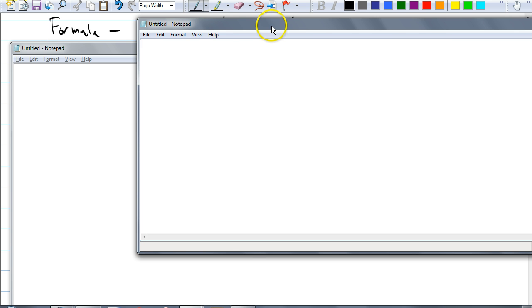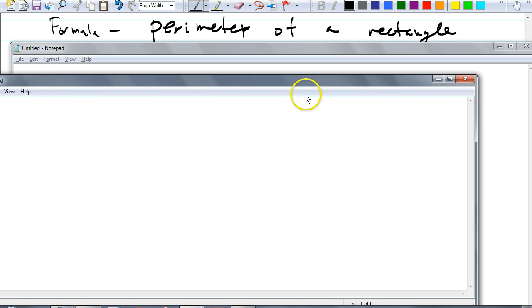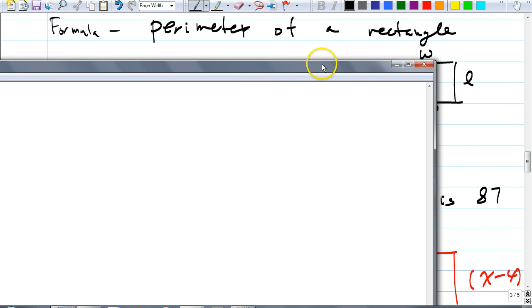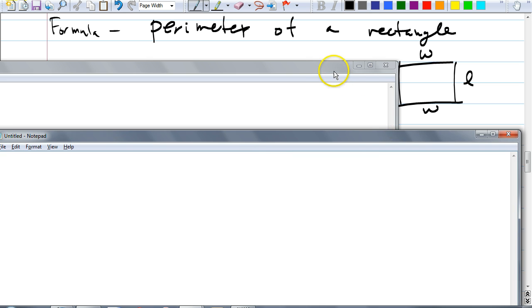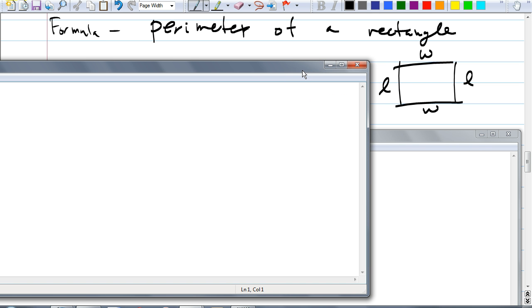So let me see. Here's a perimeter of a rectangle. Here's a picture of this rectangle. There you go. All right. So how about Samuel? What do you think?